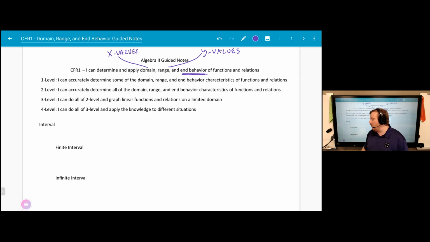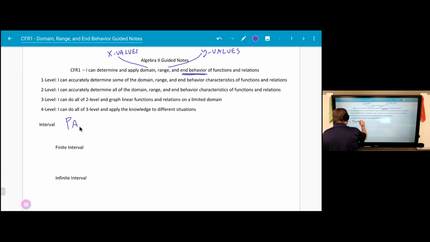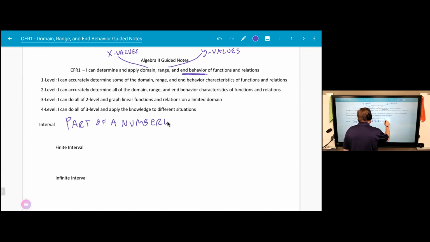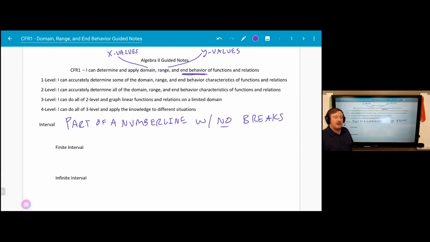But to start out with, what we need to start with here is intervals. We need to understand intervals, and more specifically, what a finite interval is and what an infinite interval is. An interval, just in general, is just part of a number line with no breaks.